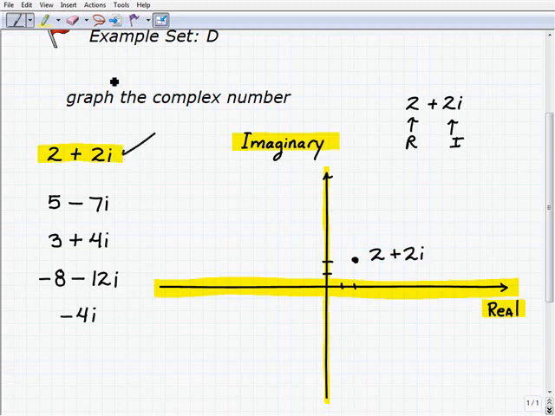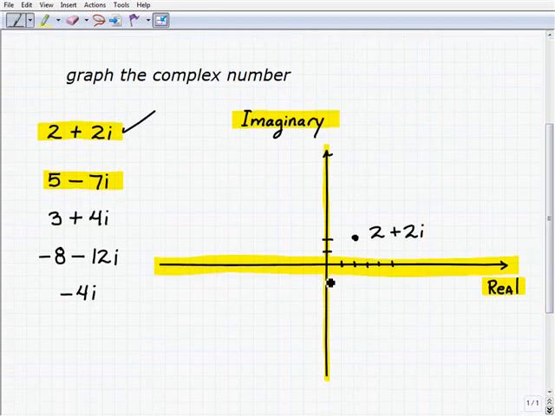All right, let's go on to our next example, and let me erase this. 5 minus 7i: that's going to be 5 on the real axis, so we have 1, 2, 3, 4, 5 on the real, and negative 7i on the imaginary axis. So let's go down here: 1, 2, 3, 4, 5, 6, 7, and that's the negative direction. If I go over 5 on the real number axis, and down negative 7 on the imaginary axis, I've plotted my point. That is 5 minus 7i.